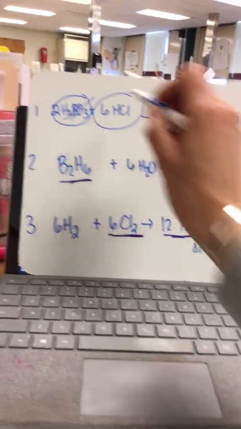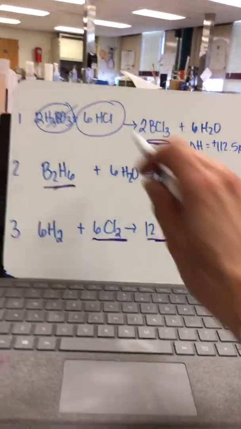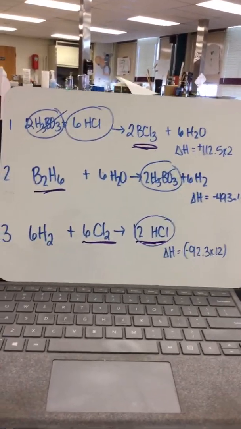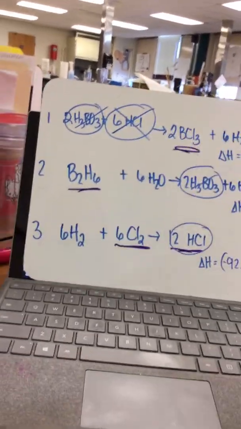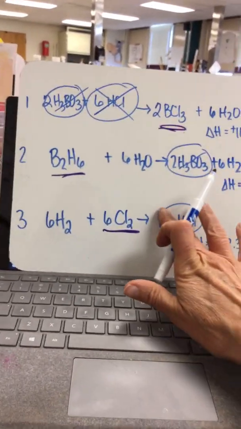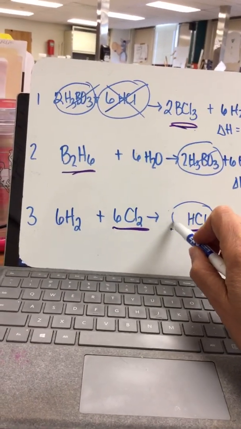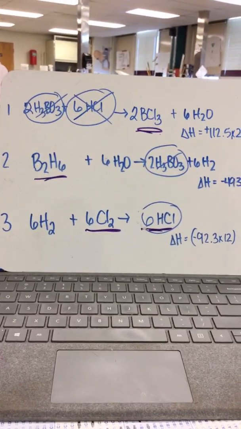Do you see these 6 HCl's? I have 6 of them here. Look down here, I have 12 of them. Well, I can get rid of all 6 here, but I can only get rid of 6 of my 12 on this side. So 12 minus 6 becomes a 6.